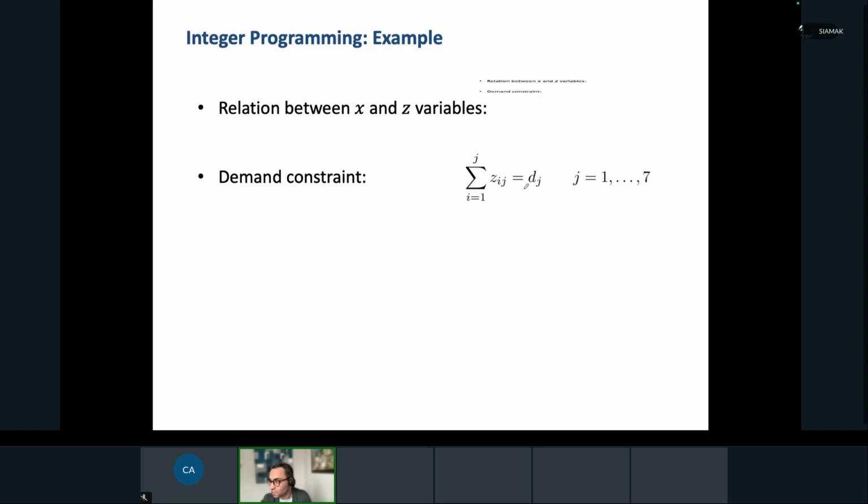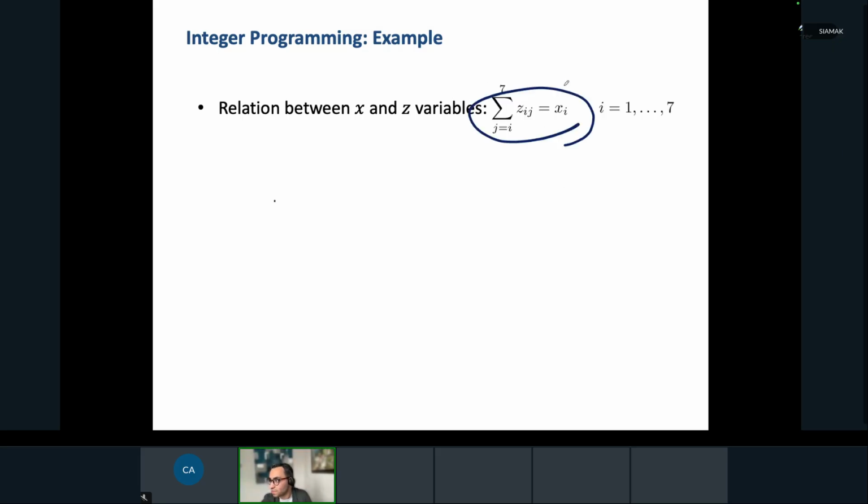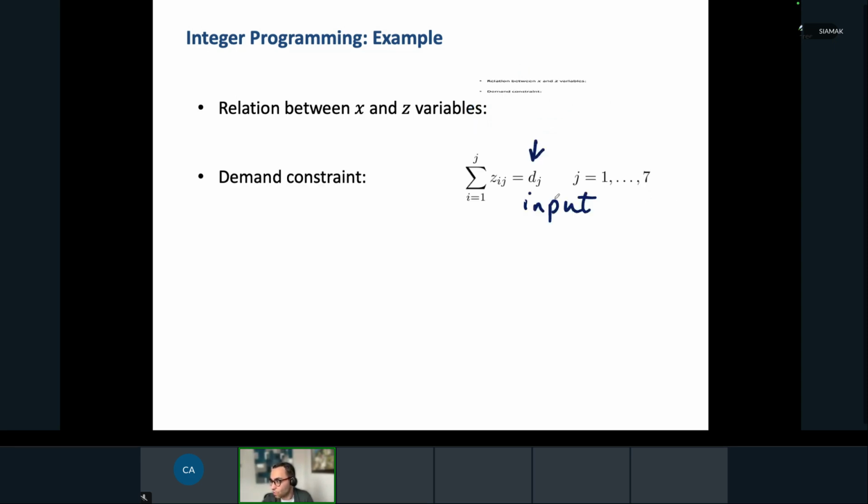This one says that you have to satisfy demand. This is essentially an input. dj is known, but here xi and zij are both unknown. So we want to see how many of other boxes are used to satisfy the demand of another one. And then we can use this to make sure that the demand is satisfied.